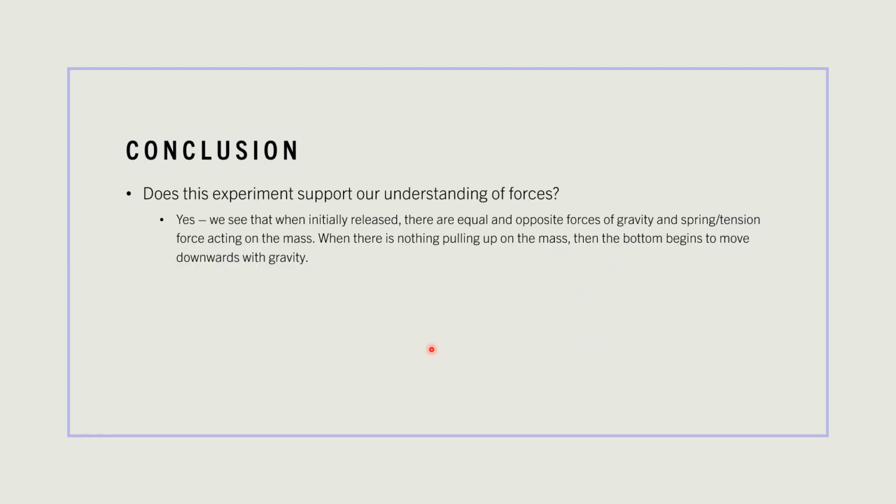So in conclusion, does this experiment support our understanding of forces? Yes, I think so, because we see that when the slinky is initially released, there are equal and opposite forces of gravity and the spring/tension force acting on the mass, which means there's no net force acting on the center of mass that I set, which means it's not going to move, and that is shown in the video. And then finally, when there's nothing pulling up on the mass, it begins to move because gravity and a small force of drag are the only things acting upon it.